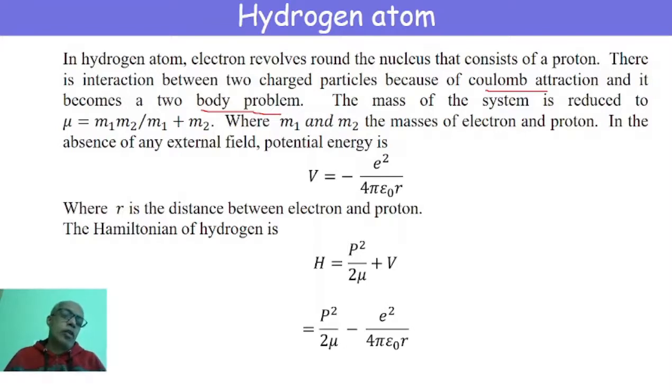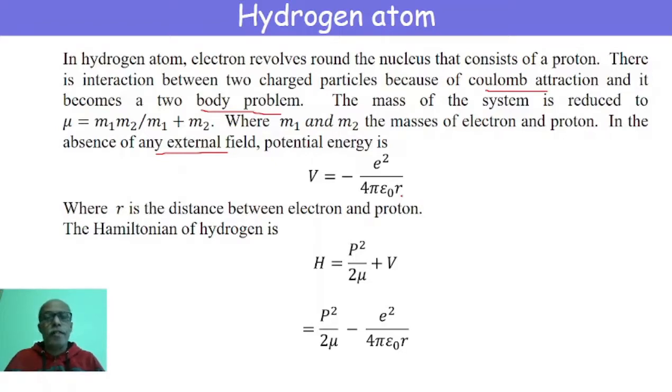So the mass of the system can be reduced to mu equals m1 m2 by m1 plus m2, where mu is called the reduced mass of the two-body problem. m1 and m2 are the masses of the electron and proton. If there are no external fields, then the potential energy is given by V equals minus e square by 4 pi epsilon naught r, where e is the charge of the electron, pi and epsilon naught are constants, and r is the separation between the electron and the proton.